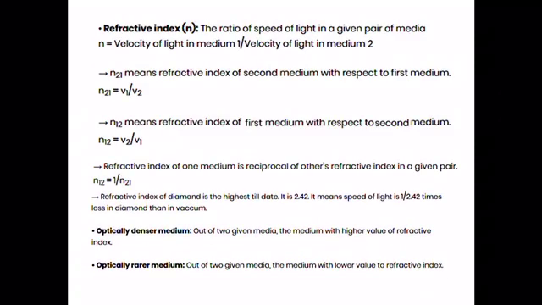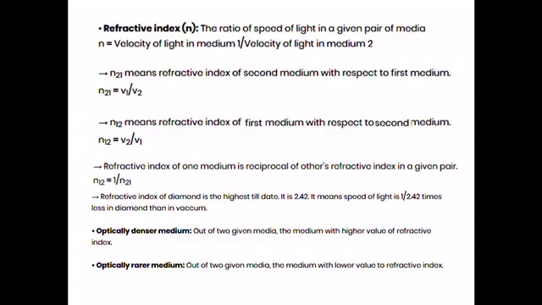The simplest meaning of refractive index is like this: diamond has the highest refractive index, that is 2.42. It means in simplest terms, the ratio of speed of light in vacuum to the speed of light in diamond is 2.42. This is the simplest meaning of refractive index.